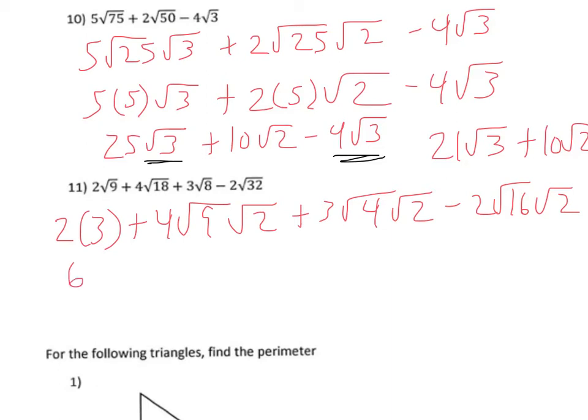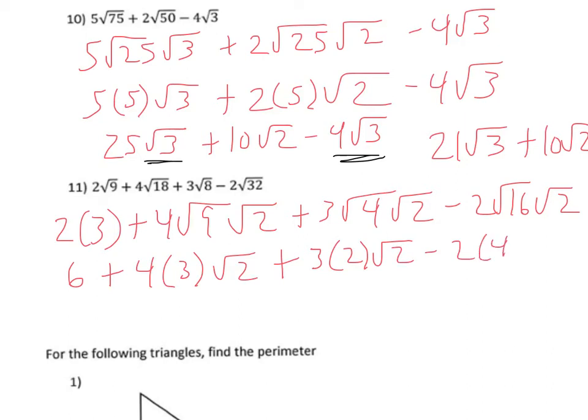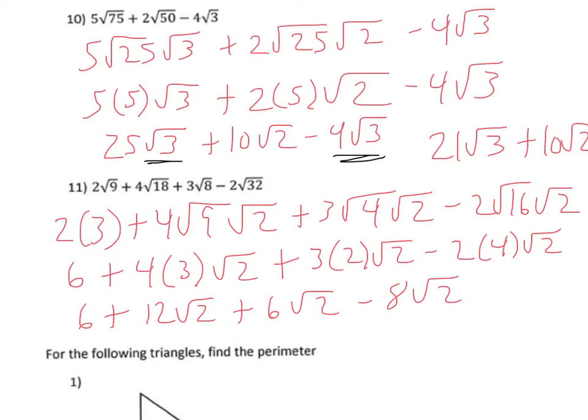Multiply: 6 plus 4 times 3 radical 2 plus 3 times 2 radical 2 minus 2 times 4 radical 2. Let's clean everything up. 6 plus 12 radical 2 plus 6 radical 2 minus 8 radical 2. Like we've been doing, radical 2, radical 2, radical 2. Let's add those all together and we get 6 plus 10 radical 2.